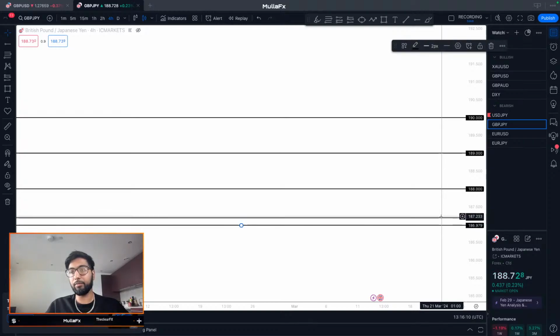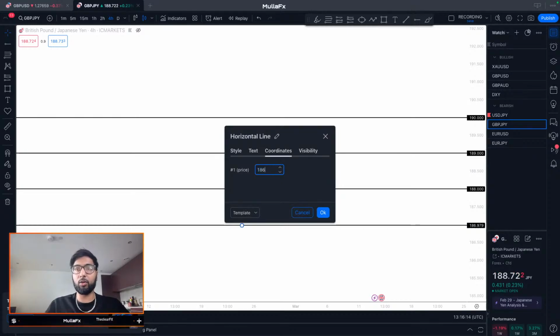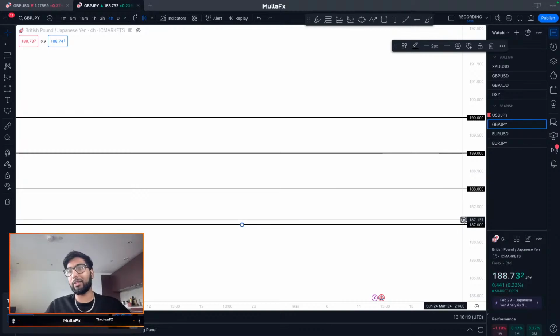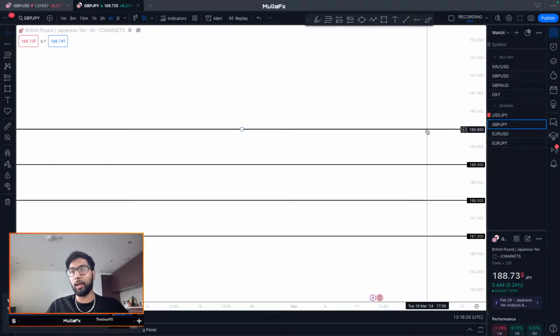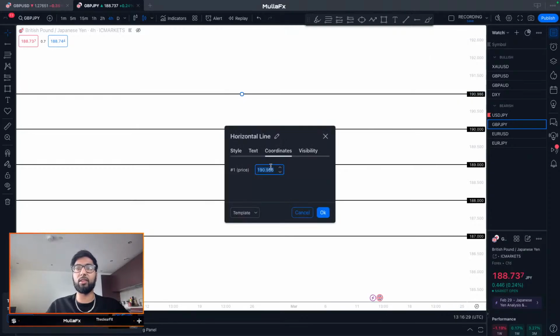So if you guys don't know what I'm doing right now, we are currently writing key levels. 187, 188, 189, and 190. And then again, we'll do 191 as well. So these are just key levels, and these are the levels which banks use.